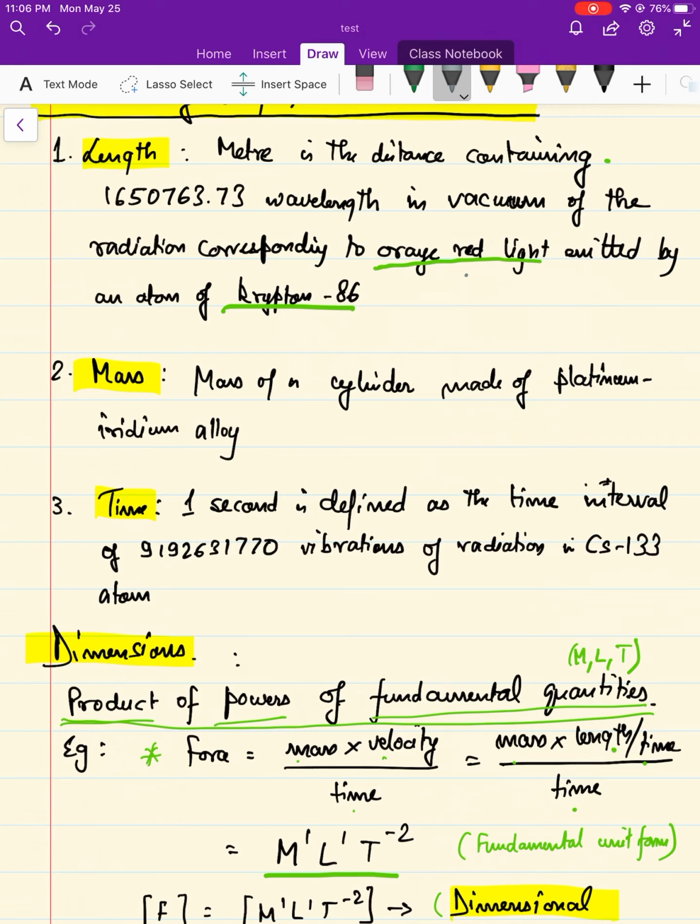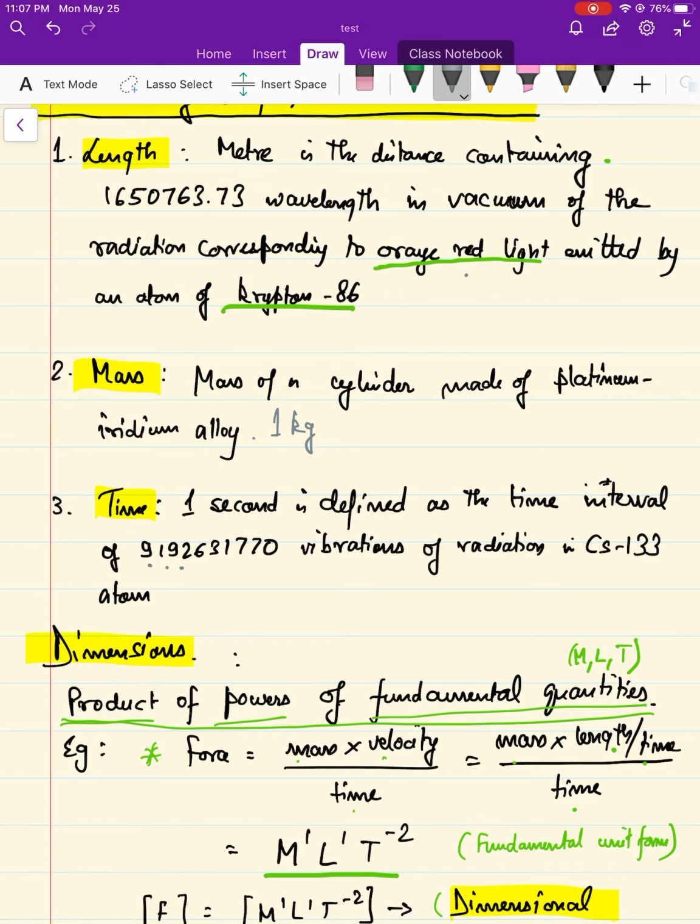And for mass, the mass of a cylinder made of platinum-iridium alloy is basically the 1 kilogram. That's 1 kg, and it is kept in the International Bureau of Weights and Measures somewhere in France, but I'm not sure about this fact. So they have kept it as a standard. Time, on the other hand, is defined as the time interval of 9,192,631,770 periods of radiation. You really don't have to remember this number.